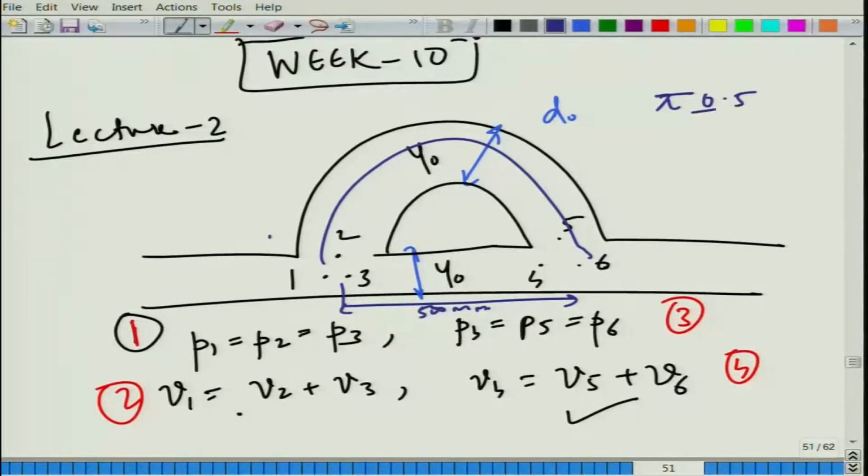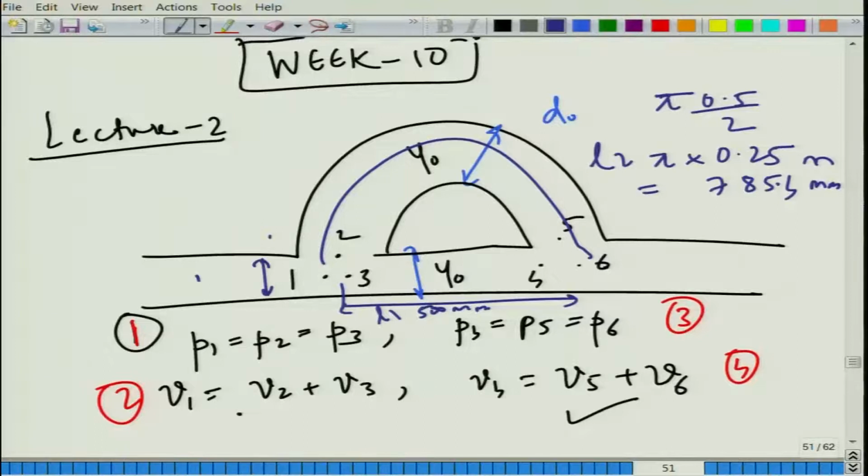So, 0.5 by 2, that is pi into 0.25, and 3.14 into 0.25 works out to be 0.7854, or 785.4 mm. So, we get this kind of thing. We can substitute these L1 and L2 lengths. This is L2, this is L1, and for the diameter, you can consider a nominal diameter of 40 mm or so.